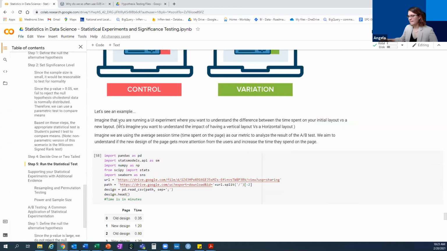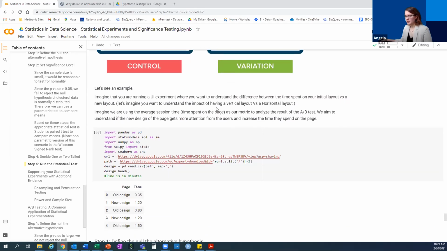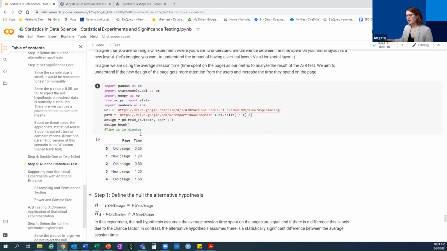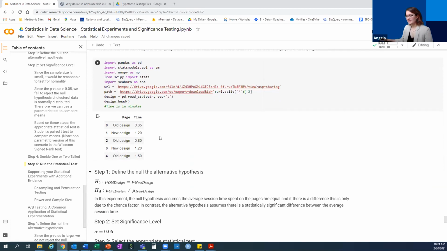So here's an example. Imagine you're running a UI experiment where you want to understand the difference between the time spent viewing your initial layout versus a new layout. Let's say vertical layout versus a horizontal one. Imagine you're using average session time spent on that page as your metric to analyze the result of your A/B test. So we aim to understand if the new design of the page gets more attention from users and increases the time they spend on the page than the old design did. So here's an example of a data set where we have viewers on the old design and their session time versus viewers seeing the new design and their session time.